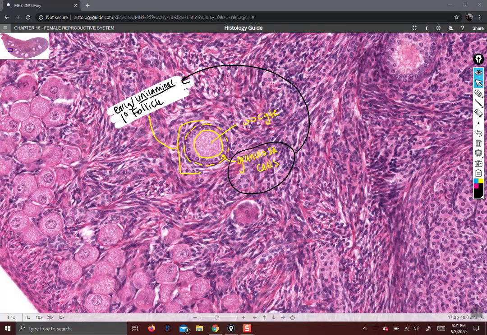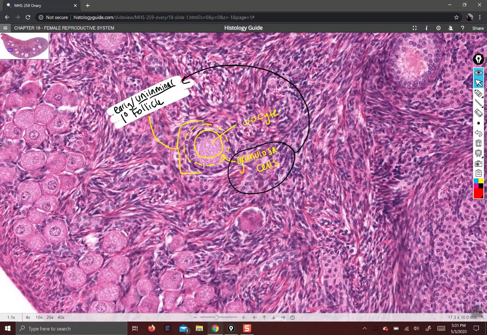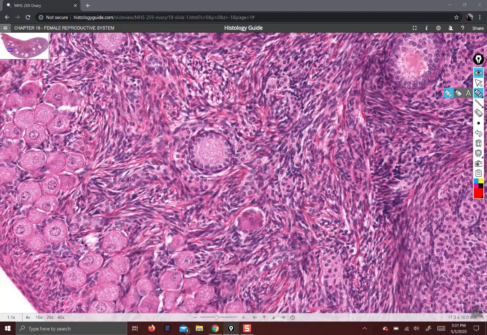A student during Zoom was asking about how the primordial follicles know when they're supposed to differentiate, and also why they all don't do it at once. So I'll answer the first question first. How they know is that they express receptors for follicle stimulating hormone. So let's write that down here. FSH acts on these, and also on this to encourage it to continue developing.